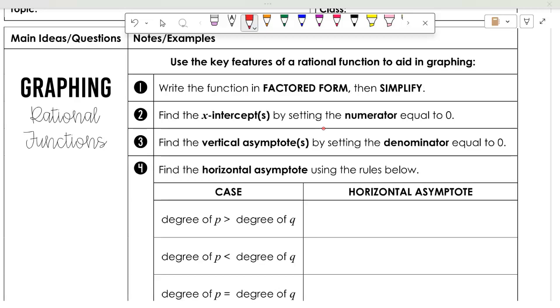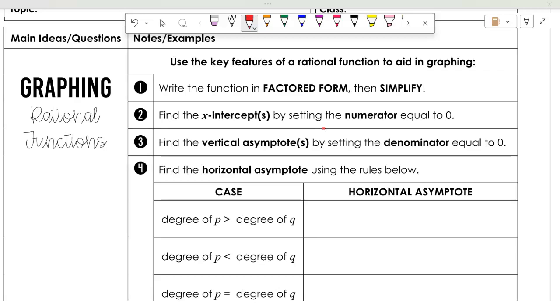That's step number one. After you've done that, you're going to find your x-intercept by taking the numerator of the simplified form and setting it equal to 0. The reason you want to do that is because you want to know when y equals 0. If it's set equal to y, you're turning y into 0. And that gets you your x-intercepts.